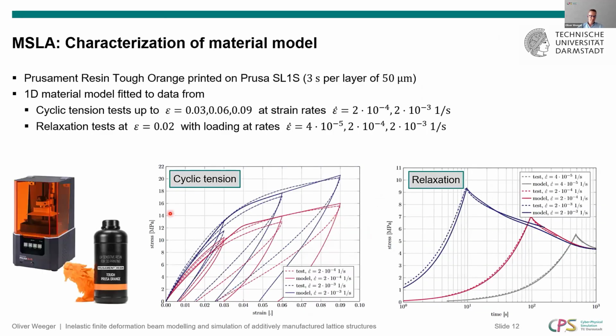Then we did some experiments on our own. We used our Prusa MSLA printer with the orange tough resin that is provided by Prusa. Here we did a more detailed characterization of the material behavior. So we did cyclic tension tests where basically we load and then we unload up to different strains and at different strain rates, which you see over here. And we did some relaxation experiments.